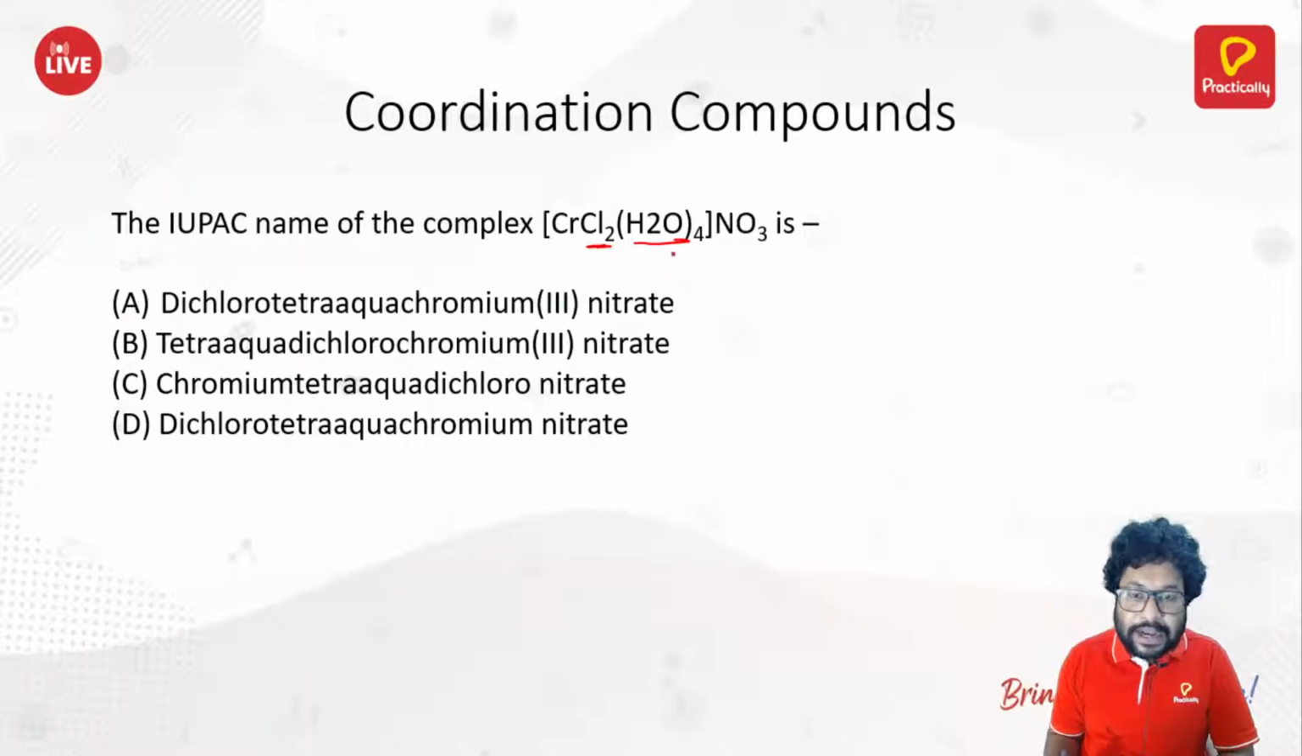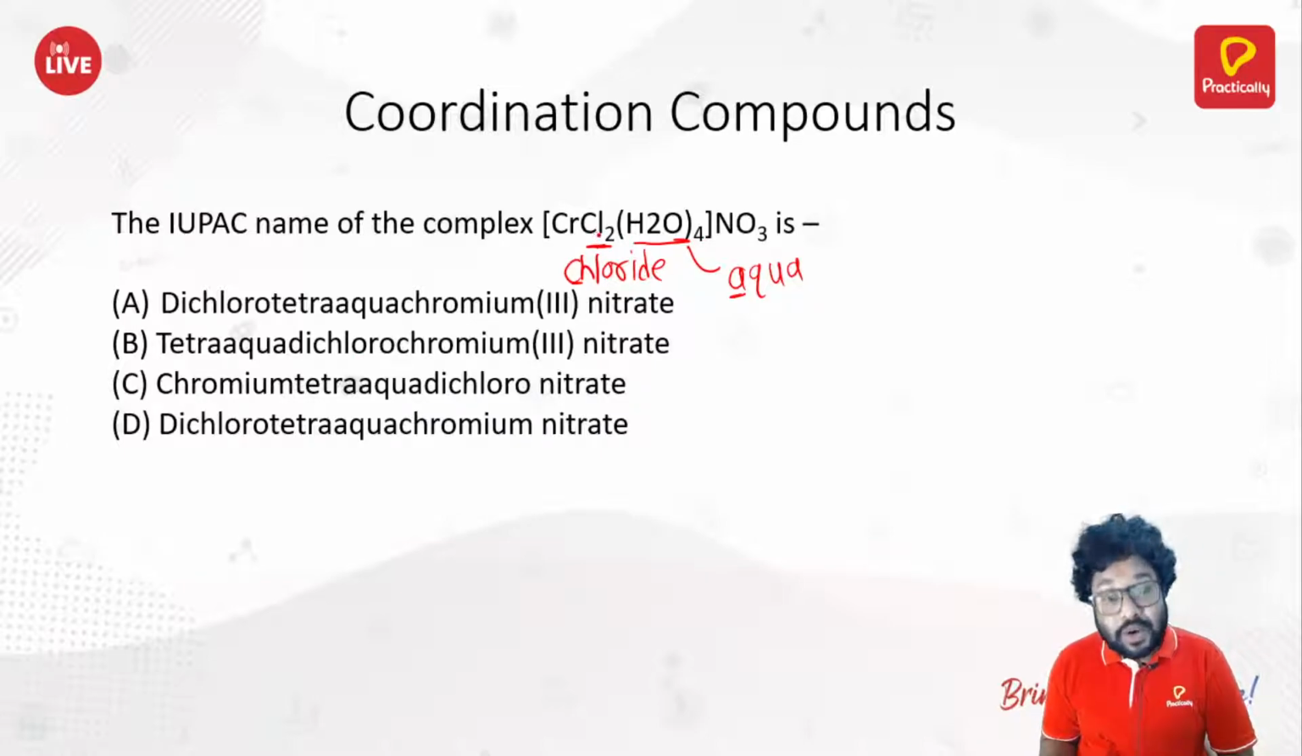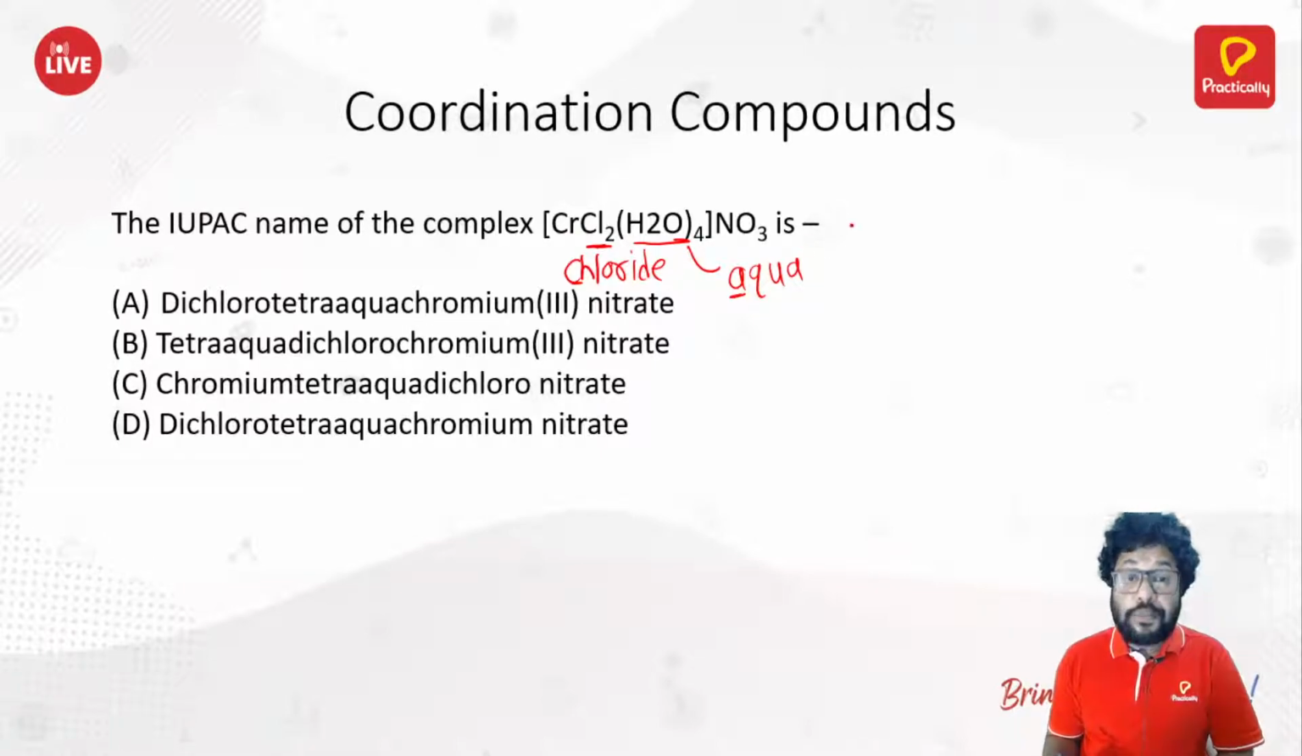So this is chloride, and this is aqua. Now between chloride and aqua, which comes first in alphabetical order? Chloride starts with C and aqua with A. As we have learned ABCD, A comes before C. Therefore, while writing this name, you should write aqua first. So its name should be tetraaqua, because there are 4 aqua groups, then dichloro. Then we also need to find out the oxidation state of your chromium here.